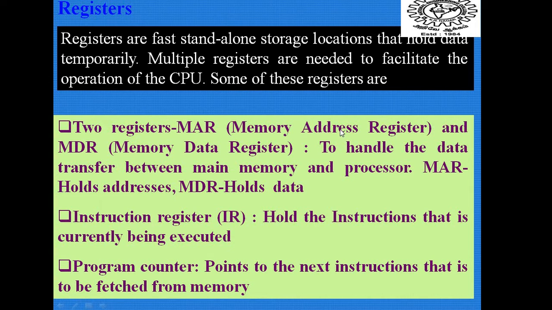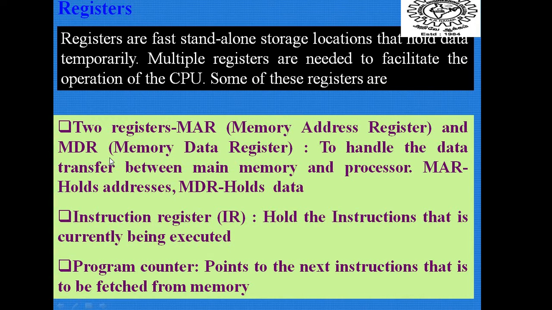First one is MAR, memory address register, and another one is MDR, memory data register. To handle the data transfer between the main memory and processor, these types of registers are used, because as I said earlier, the memory address register will store the memory address. That means whatever address locations in the memory are needed, the address values are stored in the memory address register.